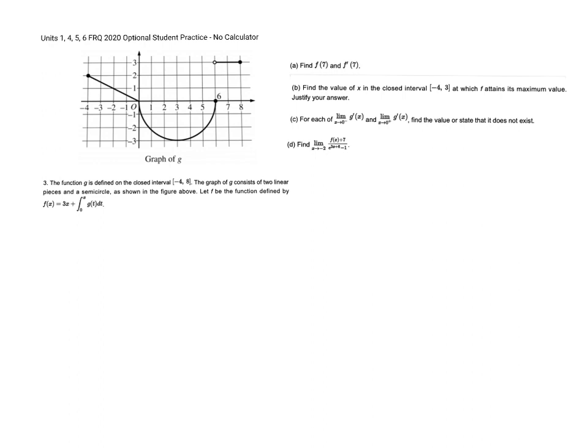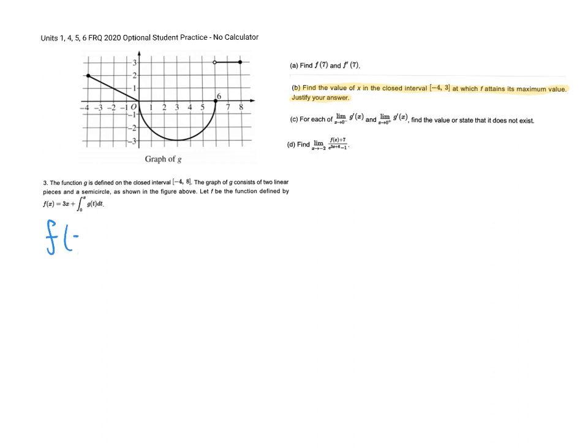So in letter B, we are asked to find the value of x in the closed interval at which f attains its maximum value, and then we're supposed to show some justification. When I think of a closed interval and finding a maximum value for a continuous function, I think of the extreme value theorem. And so it might be a good idea for us to just quickly take a look at the function values at the endpoints, right? We check the endpoints and critical points when we're dealing with the extreme value theorem.